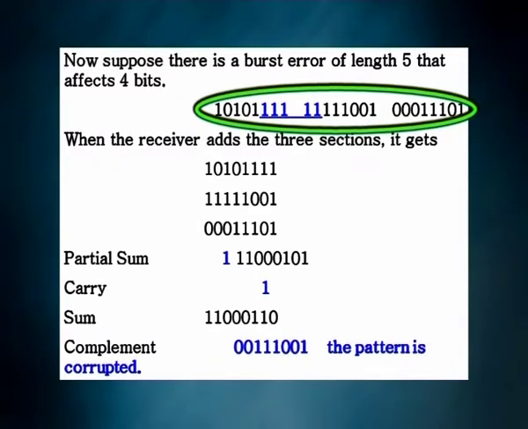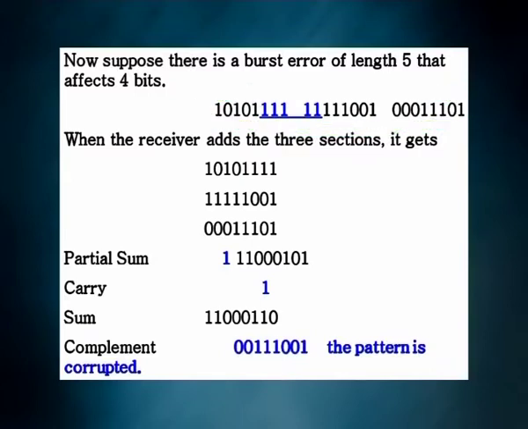Now take another case, where there is a burst error of 5 bits as shown in the figure. When the receiver adds the 3 bytes, it gets a partial sum of 1 1 1 0 0 0 1 0 1 with carry as 1. So the sum is 1 1 0 0 0 1 1 0 and its complement is 0 0 1 1 1 0 0 1, which is not 0, and hence shows that the pattern is corrupted. This is how we check the presence or absence of error using the checksum mechanism.